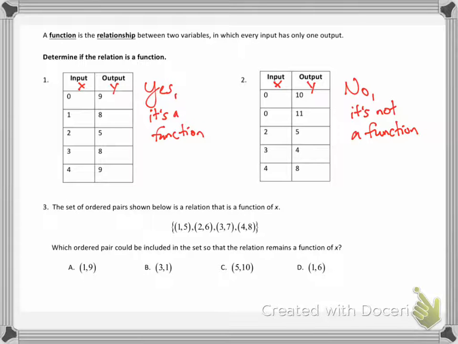So we see the x values 1, 2, 3, 4. So I need to make sure I pick an ordered pair that has a different x value. The only one that does is C. A, B, and D each have an x value that's already been used. C does not. Therefore, I could add that to that relation, and it would still be a function.